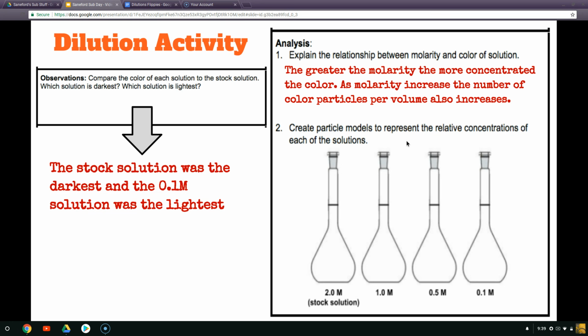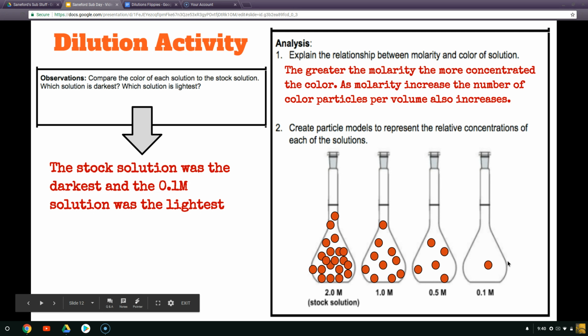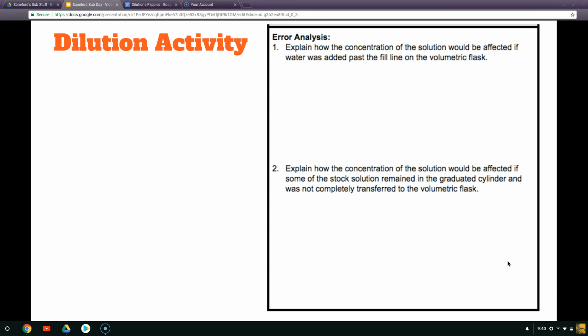Question 2, you're asked to create a particle model to represent the relative concentrations of each solution. So stock solution all the way down to your third solution. So your stock solution was the darkest. It should have had the highest concentration, 2 molar, and it should have the most colored particles, so a lot of them in there. And then it should decrease as we continue to decrease the concentration, right? All the way down to this 0.1 molar solution, which has the lightest color and the lowest concentration.